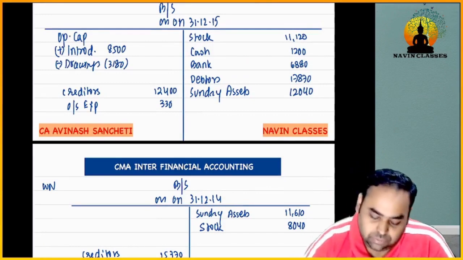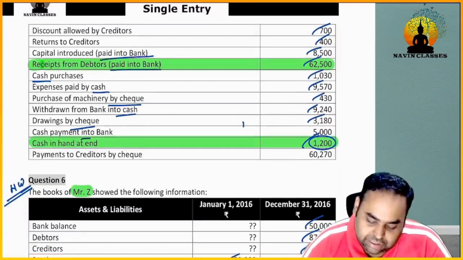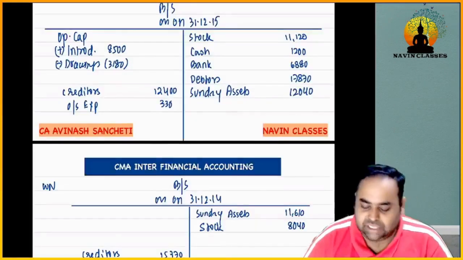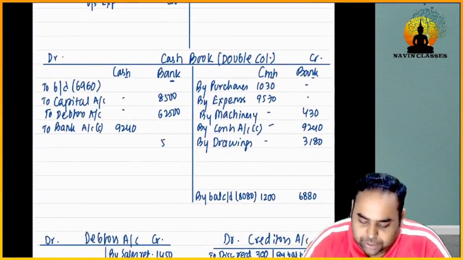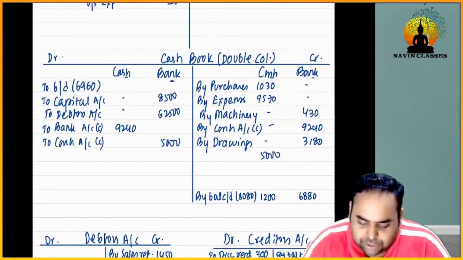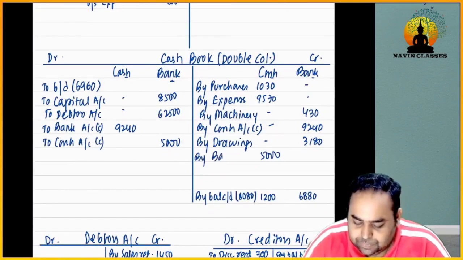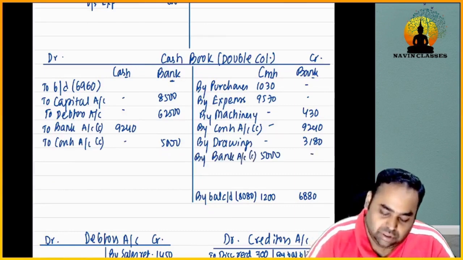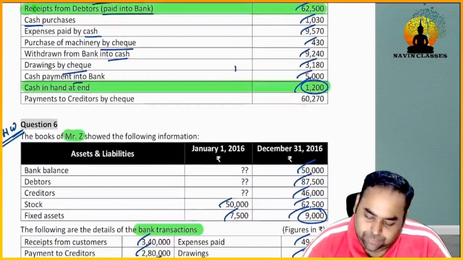Okay. Now see next. Cash payment into bank. I've deposited cash in the bank. So bank will be debited and cash will be credited. In bank will write to cash. And in cash will write by bank. Done.